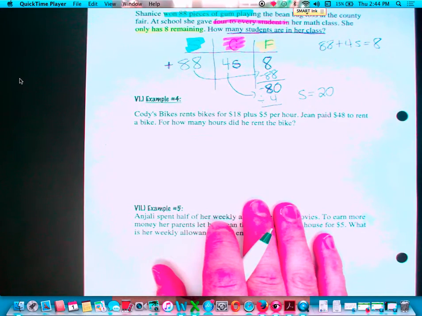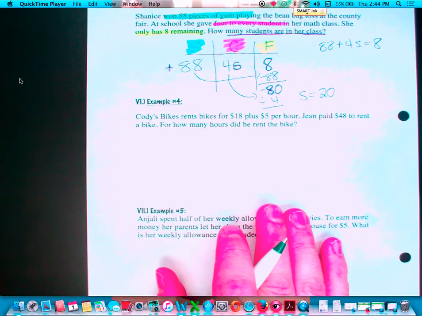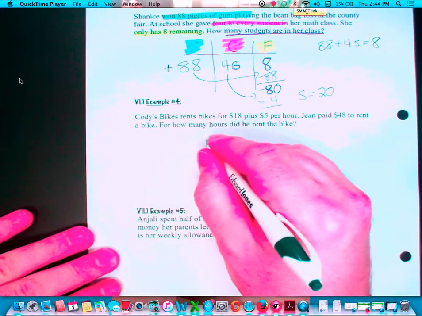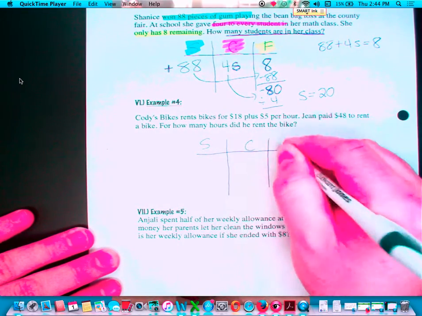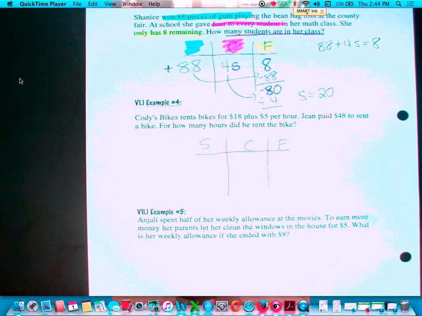About Cody's bikes. He rents bikes. So let's take a look here. Let's go ahead and make an organizer for us. Start, change, finish. Cody's bikes rents at $18 plus $5 per hour. Jean paid $48 to rent a bike. For how many hours did she rent a bike?